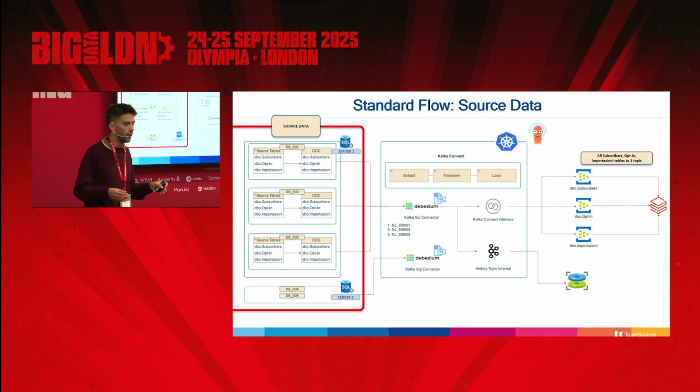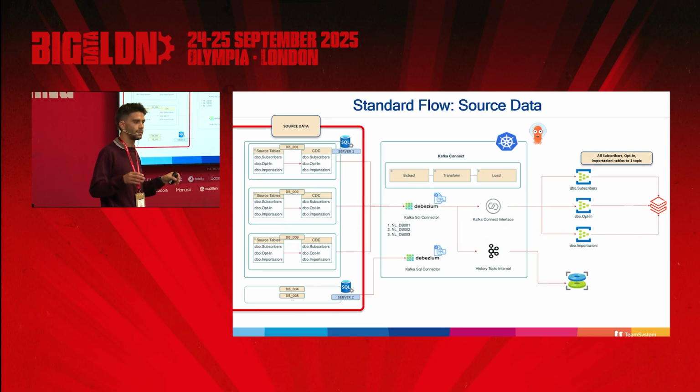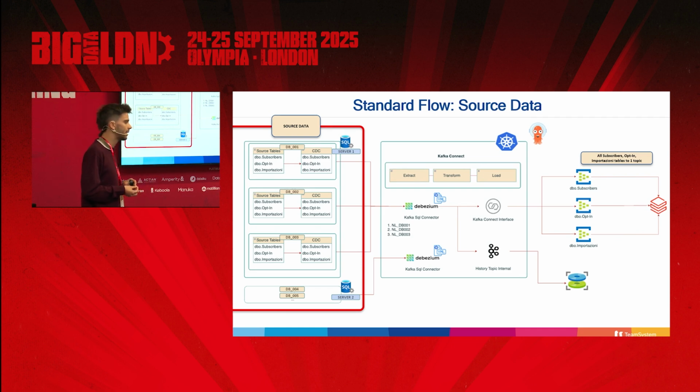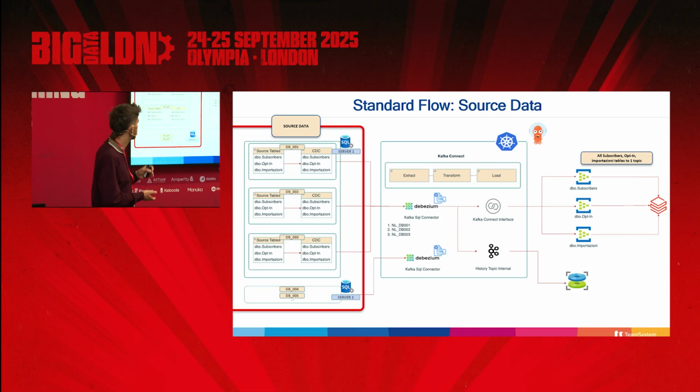this presentation, and I just want to remind you that our infrastructure is more or less 15 servers, and inside each server you have more or less 1,000 databases, and each database represents one customer, and each database always has the same structure. So you always have the same source tables, which are, for example, dbo.subscribers.